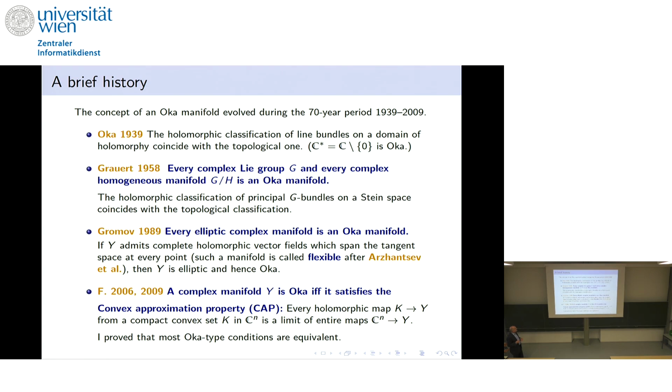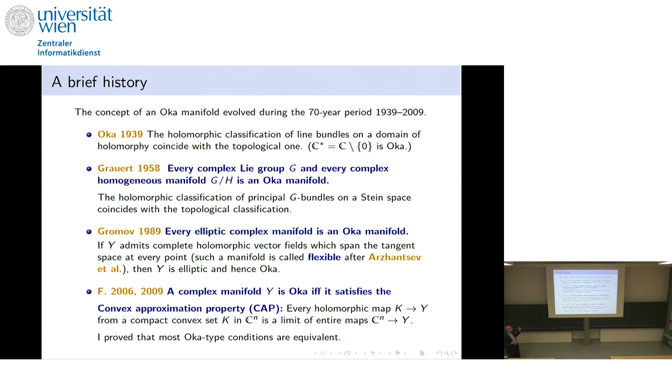And then the next major development is due to Grauert, who showed that every complex Lie group and complex homogeneous manifold, these are all Oka manifolds. Of course, he didn't use this language, but he proved the conditions which I showed you on the previous slide. And his application was, in fact, when he generalized the statement of Oka to the case where you look at principal G bundles, where G is a complex Lie group. So the classifications coincide in the topological and holomorphic category.